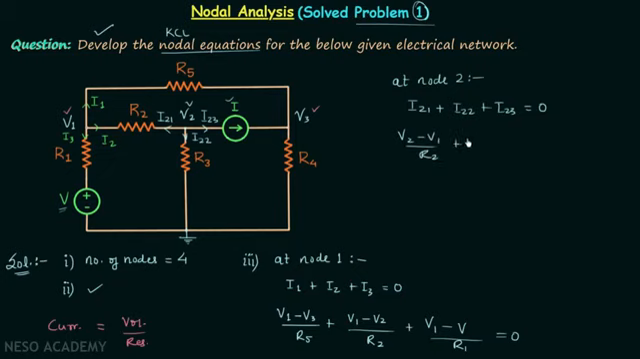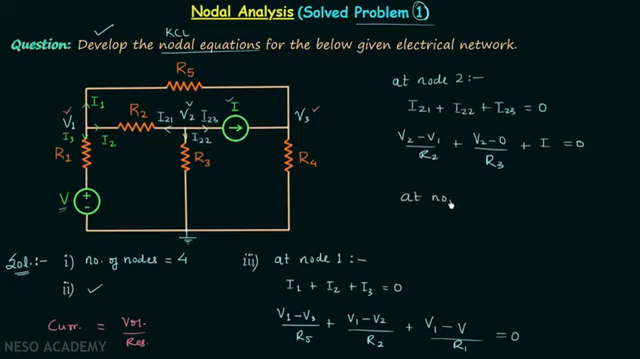Then I22 will be equal to V2 minus 0 divided by R3. Then current I23 will be simply equal to I, because this current and the source have the same direction. Therefore, we will write I in place of I23, equal to 0. So this is the KCL equation or the node equation at node number 2.